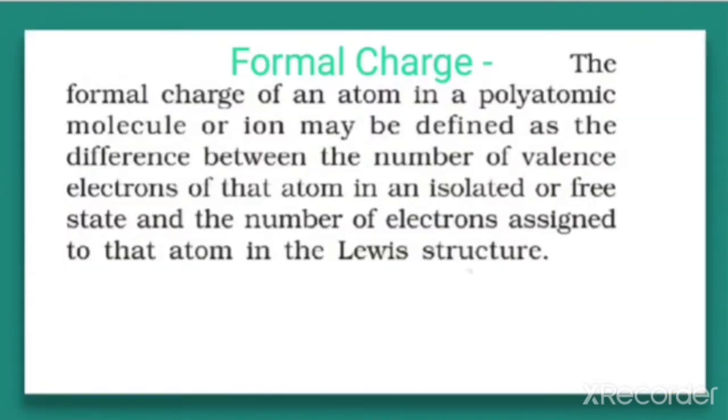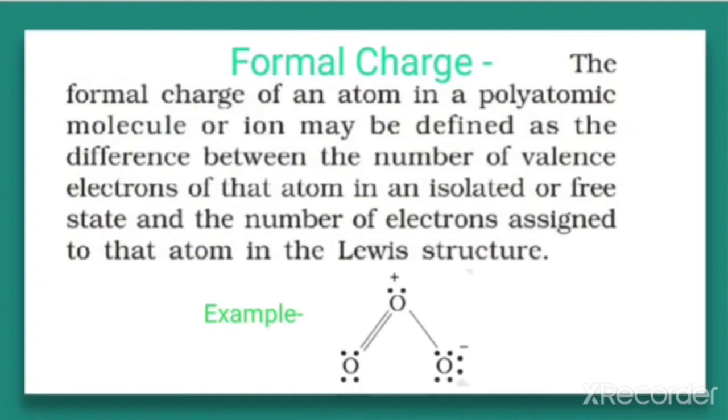The formal charge of an atom in a polyatomic molecule or ion may be defined as the difference between the number of valence electrons of that atom in an isolated or free state and the number of electrons assigned to that atom in the Lewis structure. Definitely, you will find difficulty in this definition. Let us talk with an example.